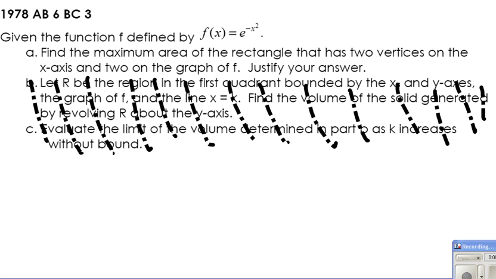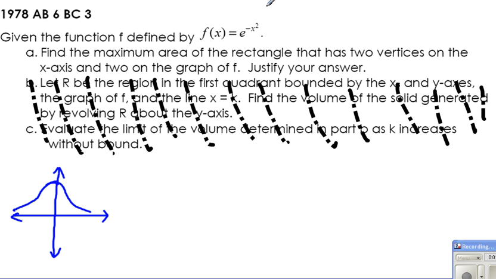Now, when you're given the function, find the maximum area of the rectangle that has two vertices on the x-axis and two on the graph of f. When you look at this graph, you will realize that this has to be an even function because of the x squared here. The maximum will be when x equals 0 and e to the 0. So the graph can easily be imagined, going down this way and down this way.